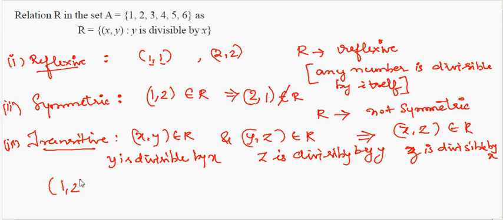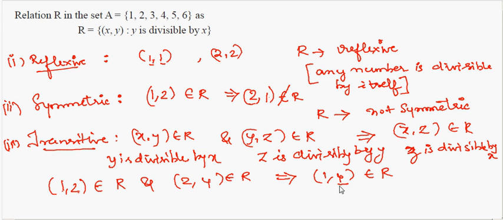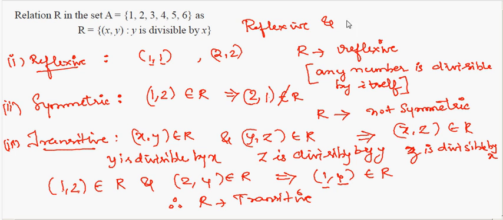Suppose if I take (1, 2), which belongs to R. Why? Because 2 by 1 is divisible. And (2, 4), here also 4 by 2 is divisible. Then (1, 4) should be divisible. So in this case z by x, so 4 by 1 is 4. So that is also divisible. Therefore R is transitive. So the given relation is reflexive and transitive, but not symmetric. I hope you have understood.